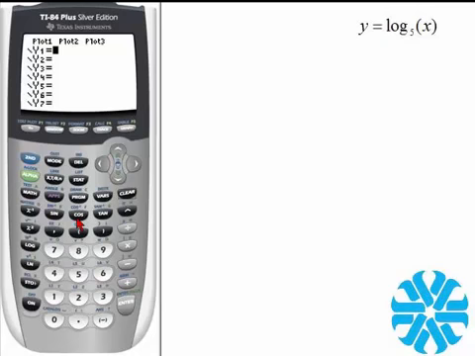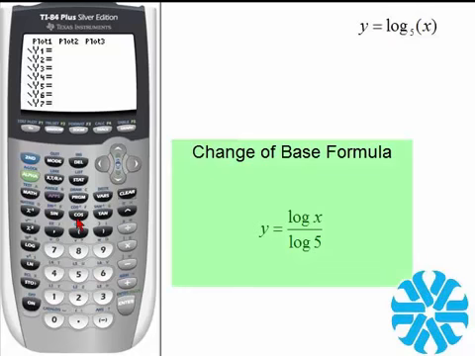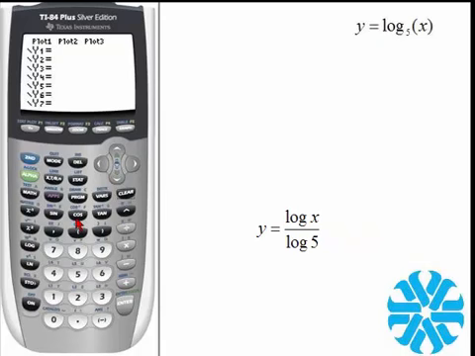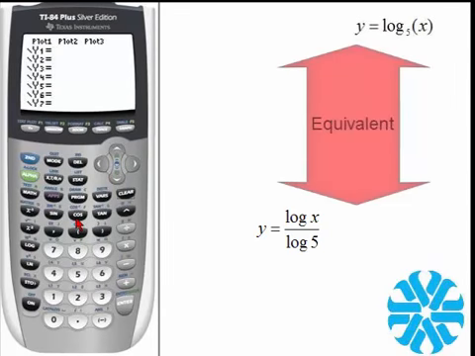You'll learn that in your math class. But basically what the change of base formula says is to take the log of the expression, and in this case the expression is just x, so you take the log of x and then you divide it by the log of the base. And the base here happens to be 5. So your change of base formula will tell you that the log base 5 of x is equivalent to the log of x divided by the log of 5.